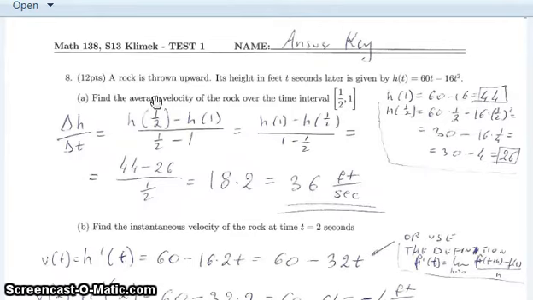Problem 8. A rock is thrown upward. Its height in feet t seconds later is given by h of t is equal to 60 times t minus 16 times t squared. Part A. Find the average velocity of the rock over the time interval from 1/2 to 1.